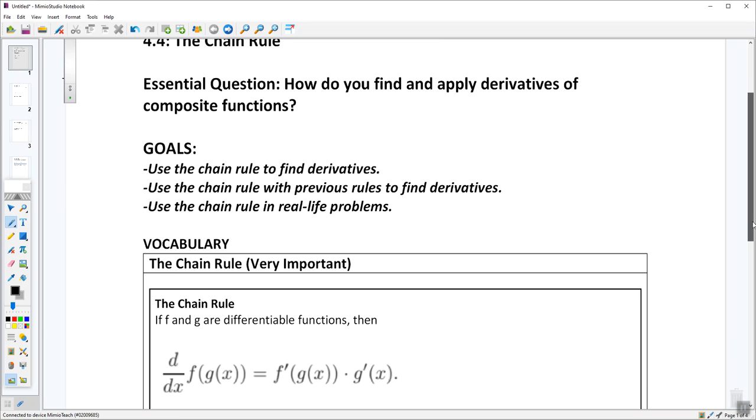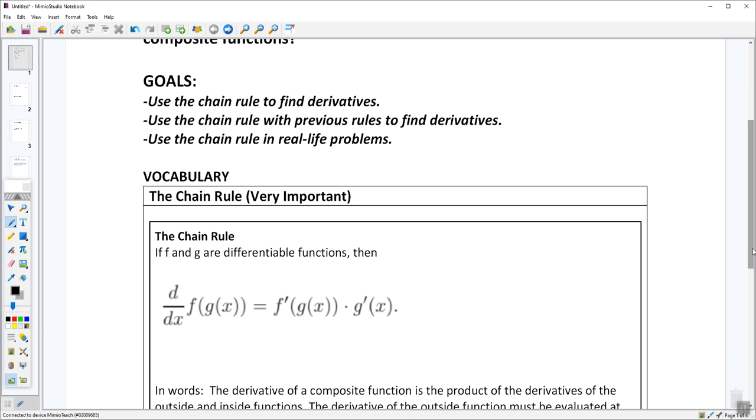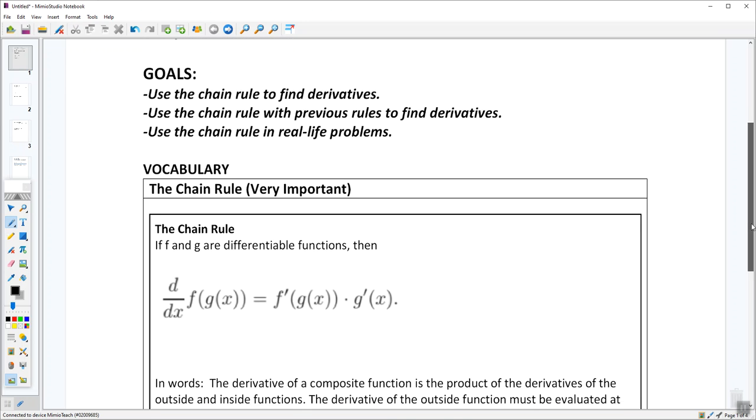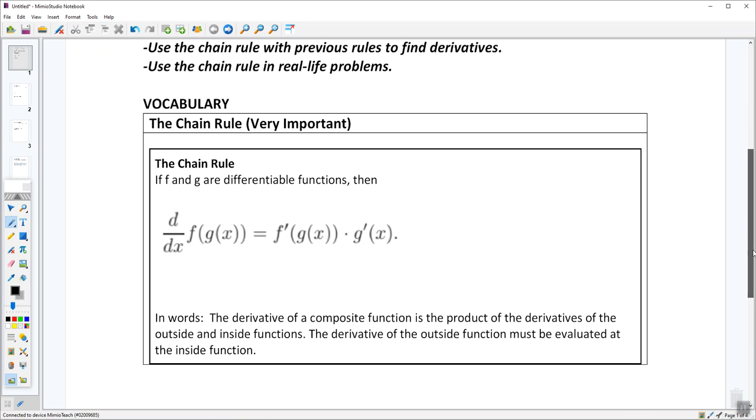All right, so the goal is to answer the question today. We've got to use the chain rule to find derivatives. We're going to use the chain rule with previous rules to find derivatives. What are some of the previous rules? Power rules, quotient, product, and then exponentials, stuff like that, so be good with that. Then we'll look at some real life situations to solve these, okay?